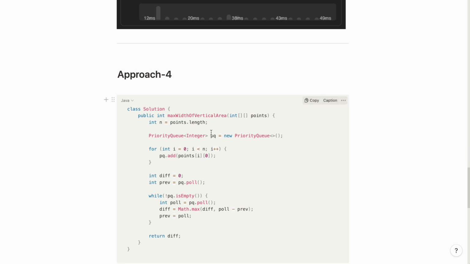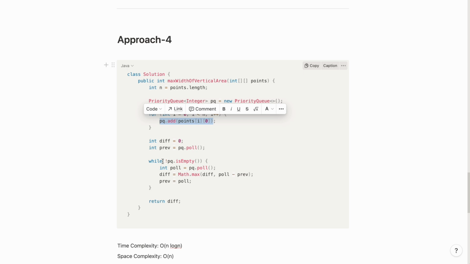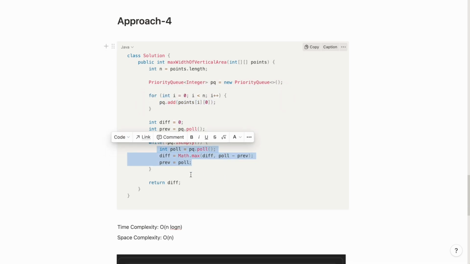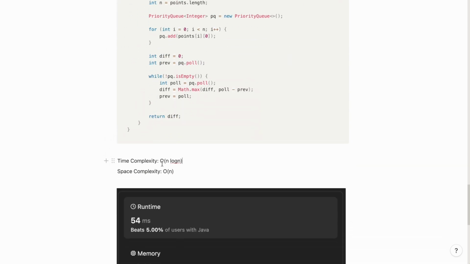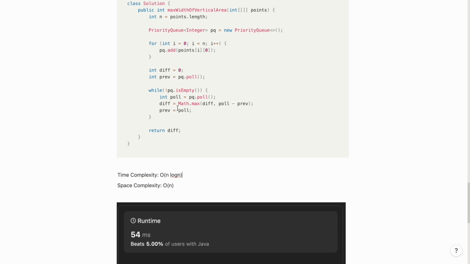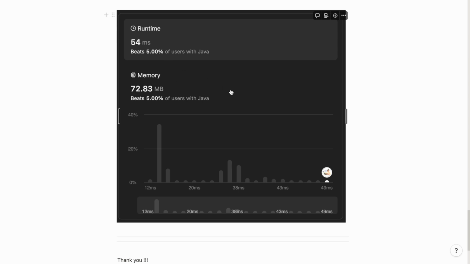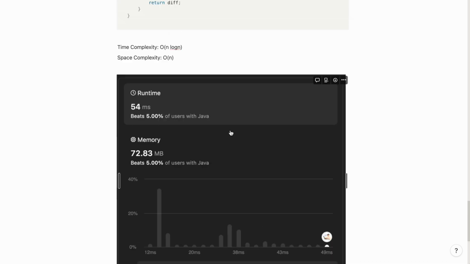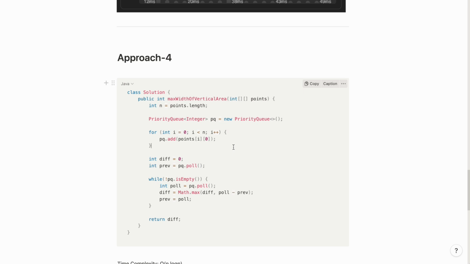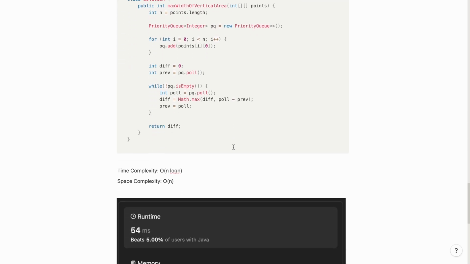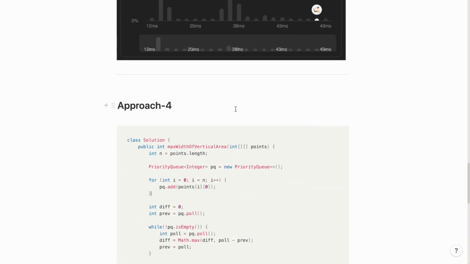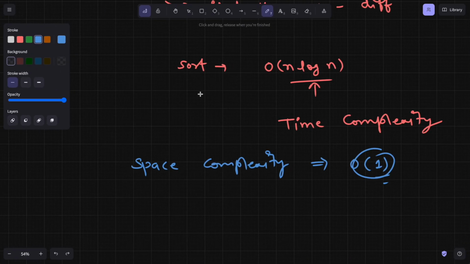Another approach that I came across uses a priority queue. I insert the points, and one by one I poll the elements and check the difference. In that case also the time complexity is n log n, and space is O of n due to the priority queue. In that approach I was getting around 54 ms, and I think that is also a pretty optimized solution. So these are the four approaches that we can go through. And yeah, I think that's it.